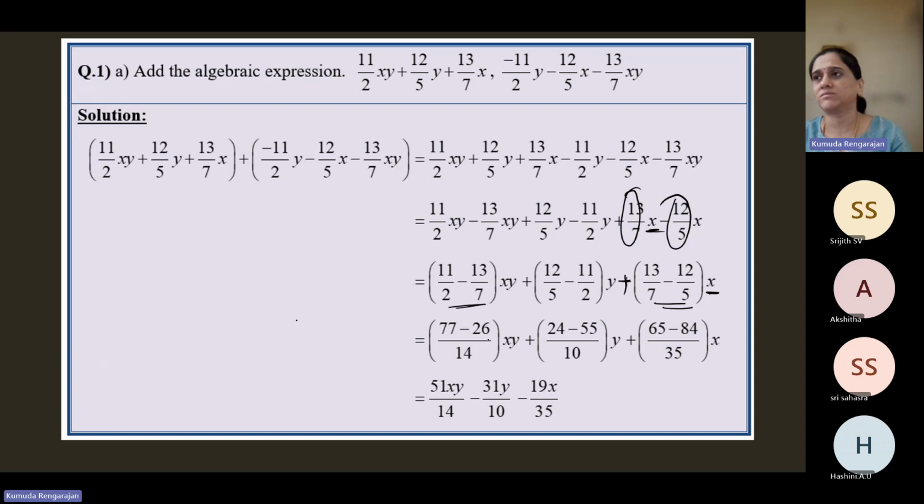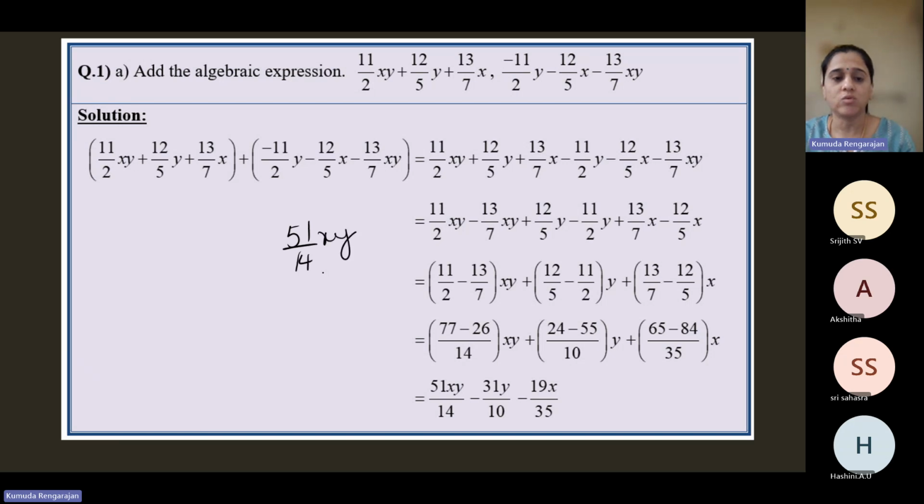Now this is just LCM. Third standard, fourth standard LCM, right? So this part I'm not explaining. Take the common denominator and on simplifying you get 77 minus 26 is 51. So 51 by 14 xy, or 51 xy by 14. See, 51 by 14 xy is nothing but 51 xy by 14. Both are the same. Even if you've written 51 by 14 xy, that's fine. You can also write it like this.